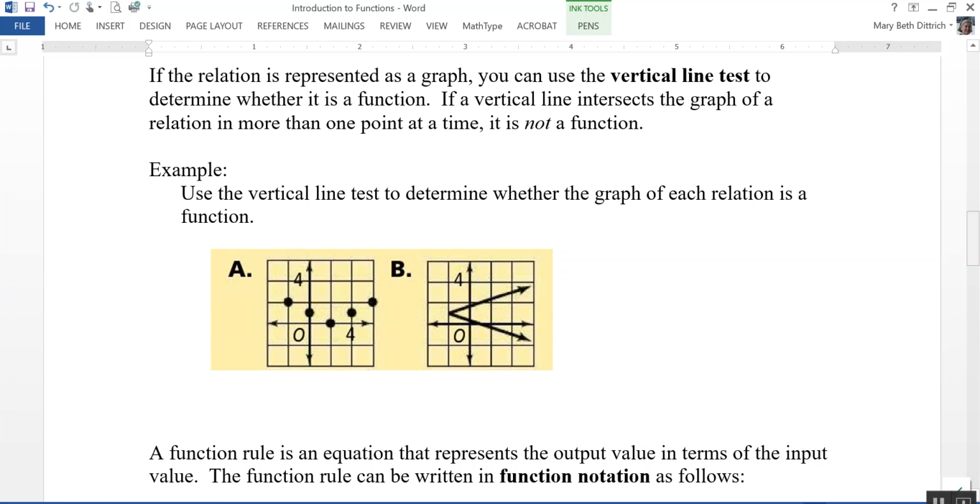So let's take a look at these two examples here. So A here. You need to imagine that you have a vertical line, and you could even use your pencil, moving it across the relation from left to right. If the graphed relation crosses your pencil, your vertical line, in only one place at a time, then yes, it is a function. And that's true for A here. Yes, that would be a function. But now B, so imagine I had my vertical line. If my vertical line were going like right here, it actually crosses the relation in two places at the same time, so this would not be considered a function.